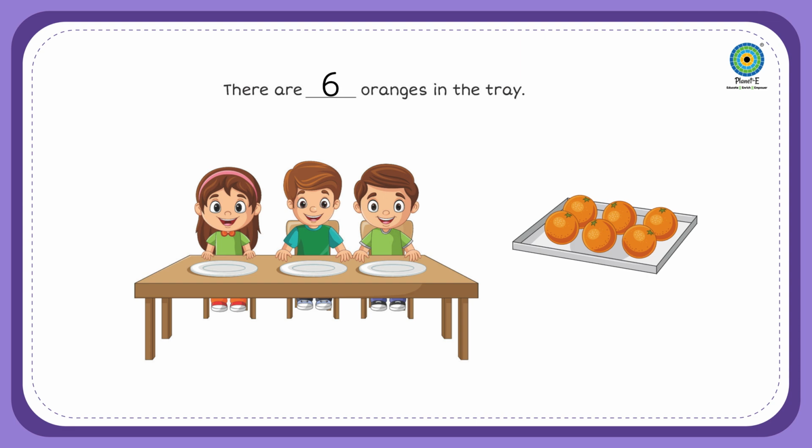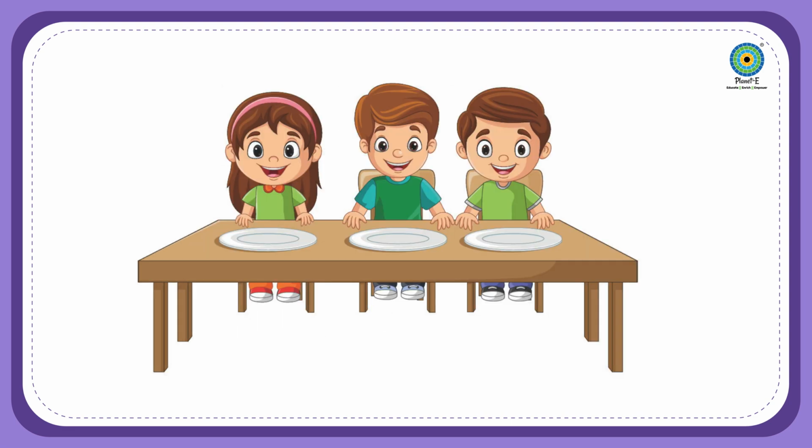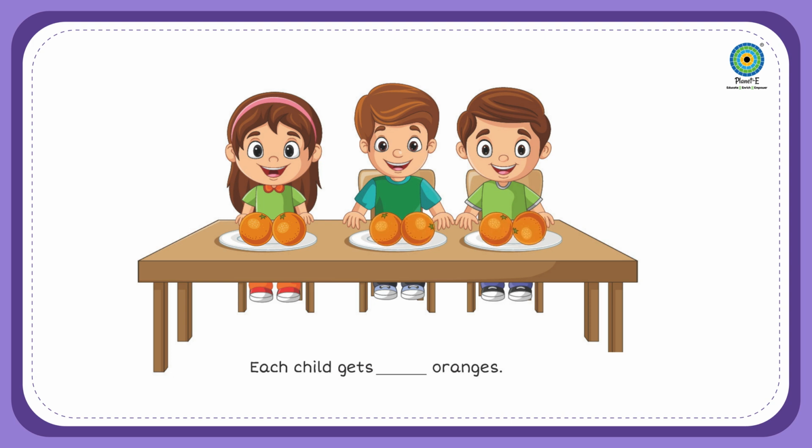Count the children. 1, 2, 3. There are 3 children. Now each child will get how many oranges? 1, 2, 1, 2, 1, 2. Each child gets 2 oranges.